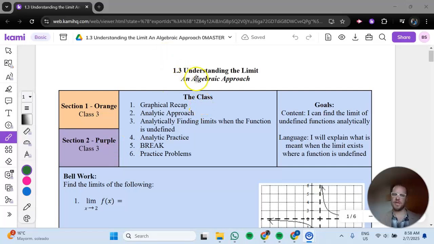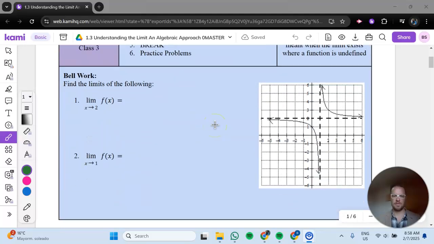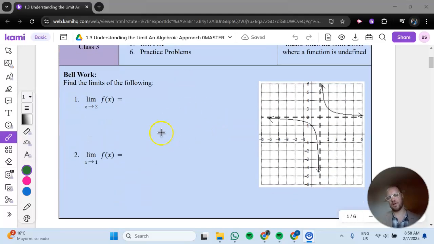Hey guys, all right, so third one here is our understanding the limit, but this time from an algebraic approach, okay? So first of all, we'll do our bell work, review a little bit of what we did last class. So if you haven't done them yet, go ahead and pause that video. And if you have, well, let's see if you did them right.